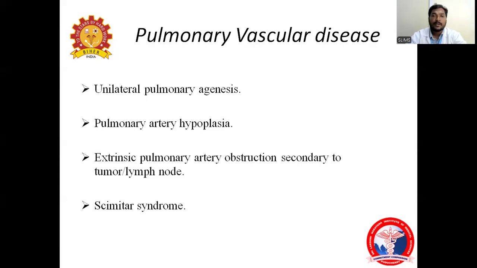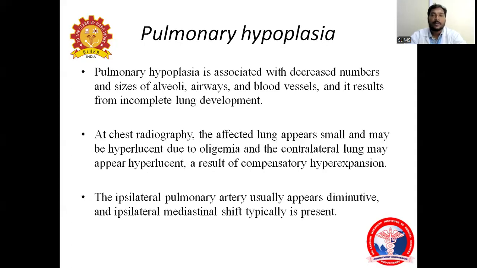So leading to unilateral hyperlucency, or there may be extensive pulmonary artery obstruction secondary to tumor or maybe to lymph nodes, or there may be associated congenital syndromes like hemithorax syndrome. Coming to pulmonary hypoplasia, it is associated with a decreased number as well as size of the alveoli, airway, and blood vessels, and it results from incomplete lung development.